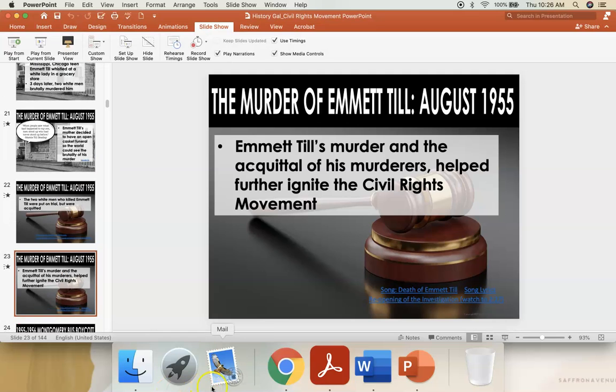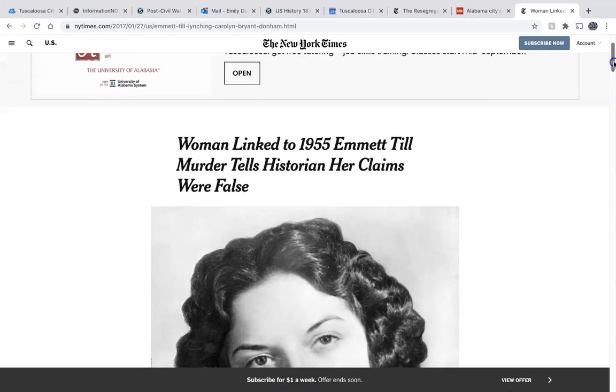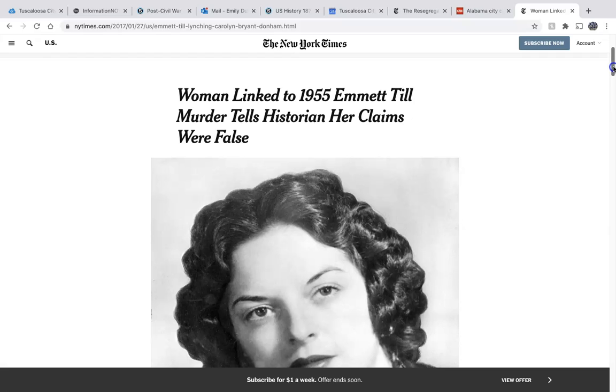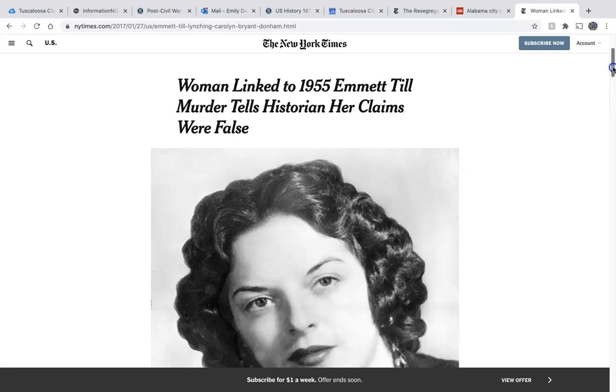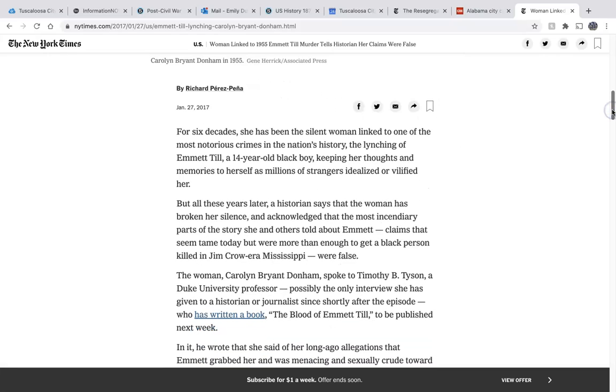I know I keep going back and forth, but these are all important things that you need to know about. So this is an article in the New York Times. Woman linked to 1955 Emmett Till murder tells historian that her claims were false. So for 6 decades, she had been the silent woman linked to one of the most notorious crimes in the nation's history, the lynching of Emmett Till, a 14-year-old black boy, keeping her thoughts and memories to herself as millions of strangers idealized or vilified her.